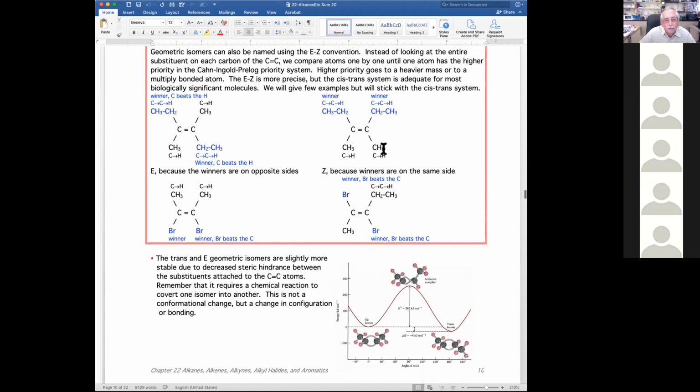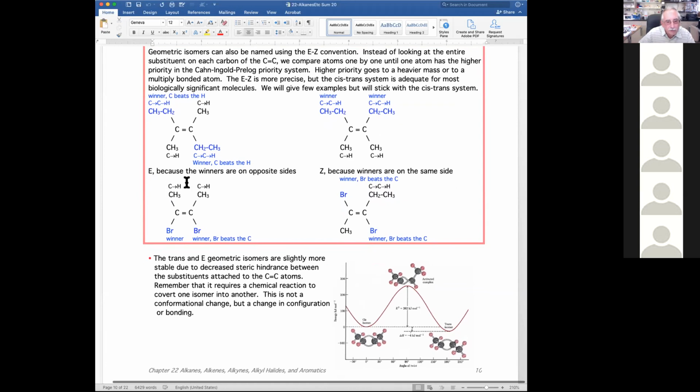Okay. So here's the reason why it's a more precise system. If you look at something like this, you're going carbon and bromine. Now, which one is bigger? Which one gets the priority? Well, bromine is a much bigger atom than is carbon. See how that works? So the EZ system is more precise. We're really not going to use it much, though.